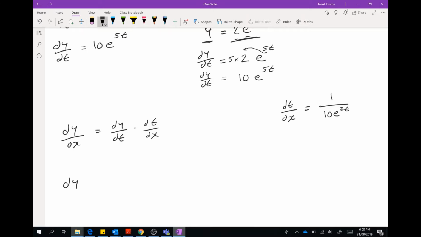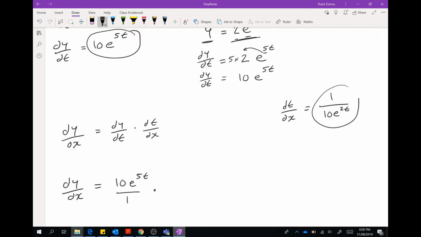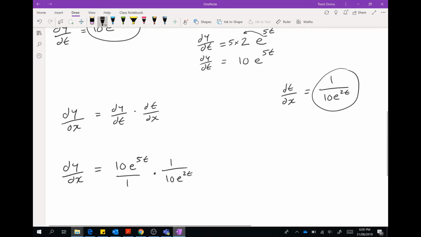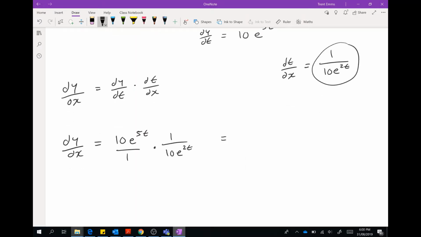So if we put all that together, dy by dx equals dy by dt is this part here, so 10 e to the 5t, and we'll make that over 1 because that's still the same thing, multiplied by dt by dx, which is this part, 1 over 10 e to the 2t, which equals, 10's will cancel, and we're left with e to the 5t over e to the 2t.